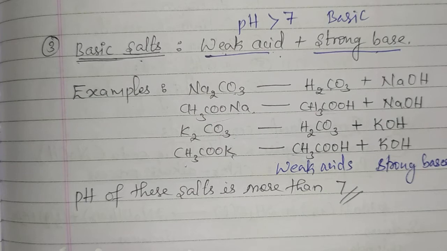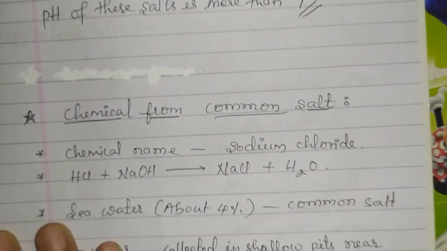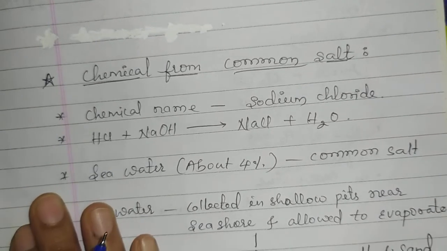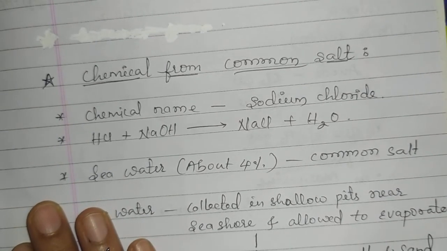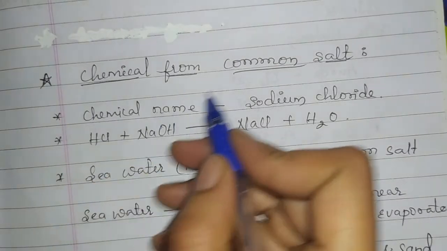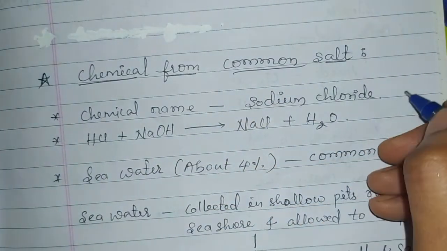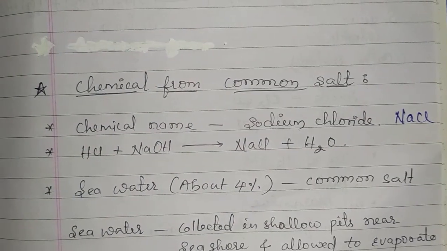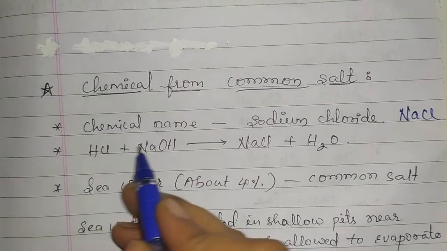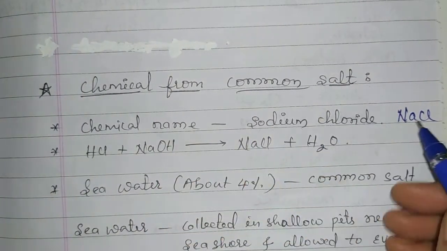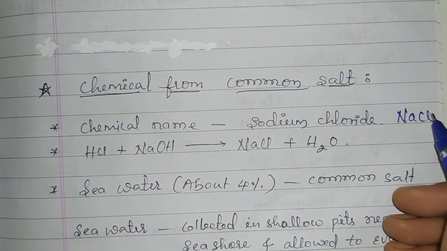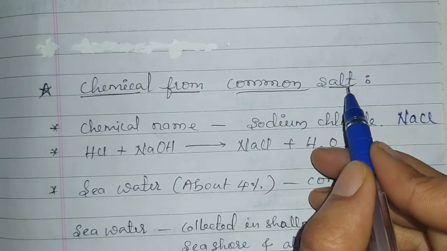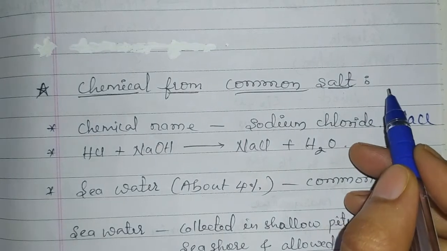Let us see common salt, the chemical form of common salt. Actually, common salt is nothing but table salt. The chemical name of common salt is sodium chloride, and its chemical formula is NaCl. So sodium chloride, NaCl, is the chemical formula of common salt. Common salt is also said to be table salt.